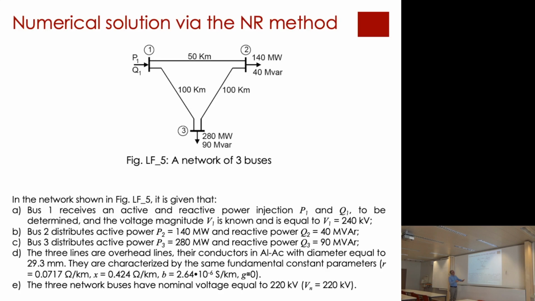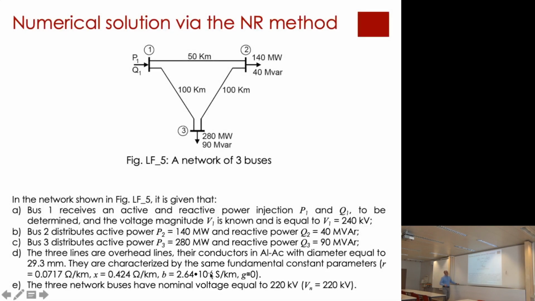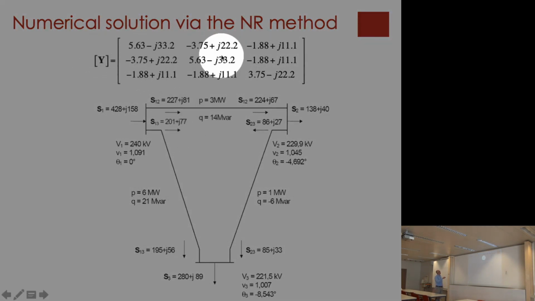So the 3 lines are characterized by the same conductors. I'm giving you here the resistance per unit length, the reactance per unit length, and the shunt admittance per unit length in Siemens per meter. So you can write the admittance matrix. Now you know how to do it. The nominal voltage of the system is 220 kilovolts. This is the base voltage of the system. So this is the Y. We computed the Y. If you look at the Y that I gave you at the end of the last lecture, it is the same.